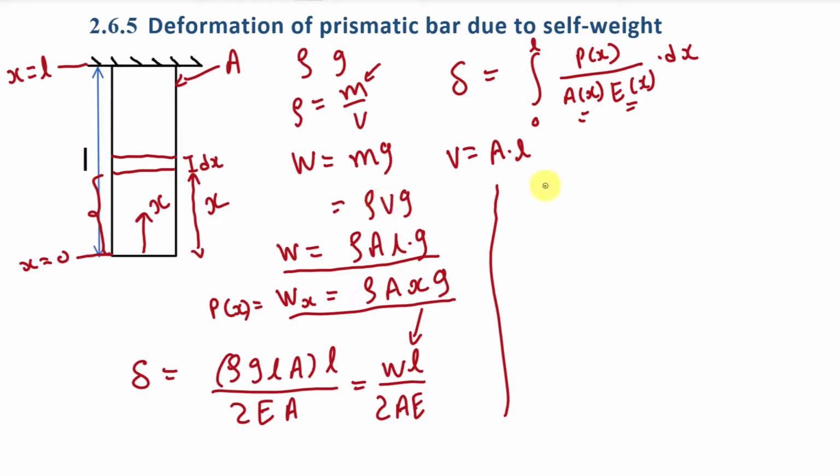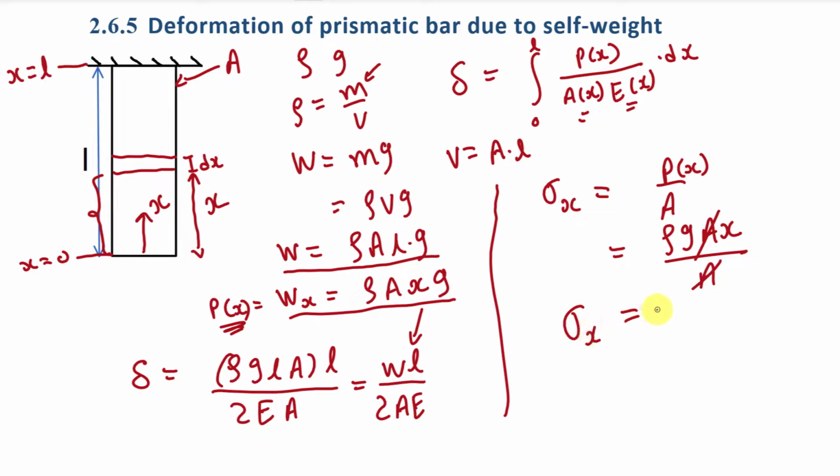Now let's say I want to find the value of stress sigma at distance x from this surface. That means we want to find the value of stress at this strip. We know that stress is P divided by A, right? Here the area is constant but the load is varying. So here we will take P as Px, and the value of Px is rho into A into x into g. So it will be rho g A x divided by A, and here the area will cancel out. So we will have sigma x equal to rho g x. This is the value of stress at a distance of x from this bottom surface.